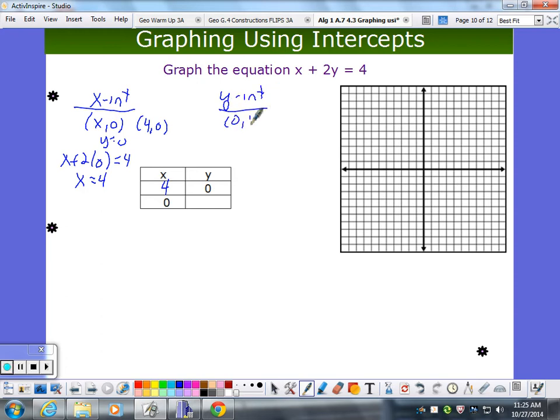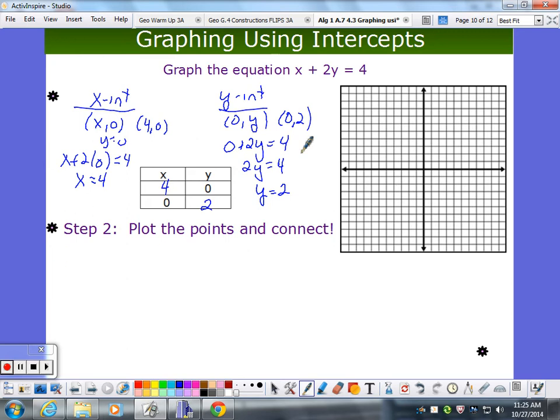Those have the pattern (0, y), right? So what gets plugged in here? Matt, what do I do here? You plug in 0 for x. So that gives 2y equals 4. So y equals 2. So what's my y-intercept? (0, 2).